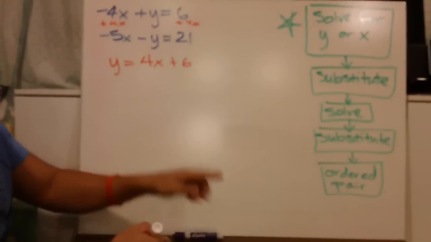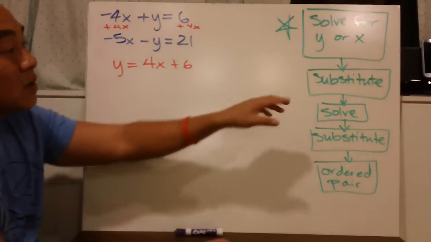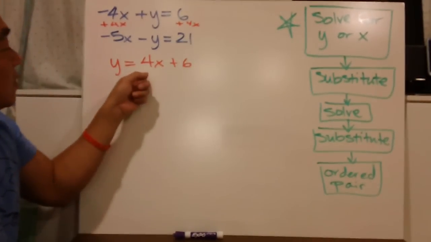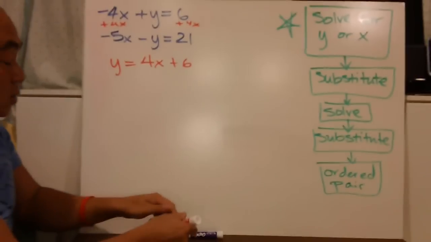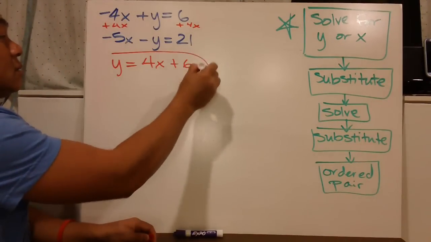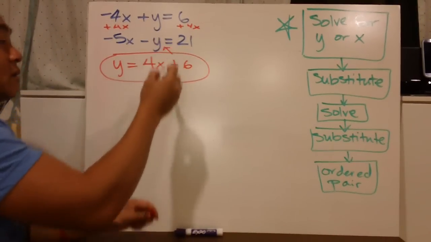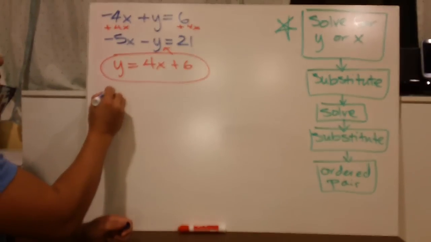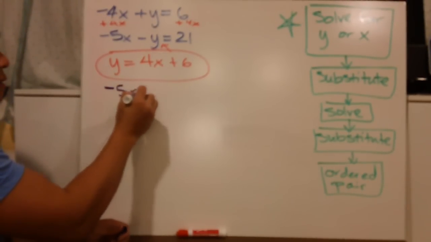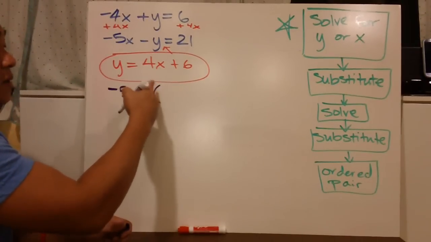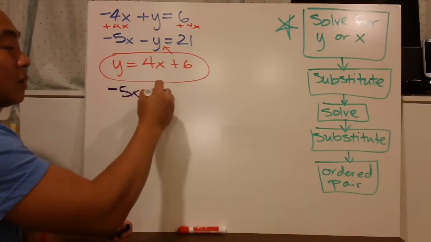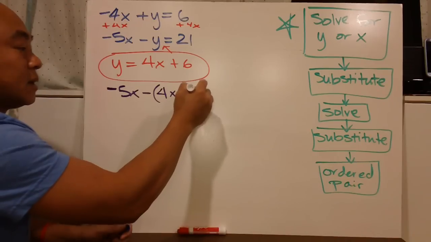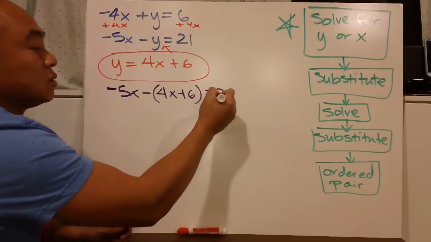I'm just going to do the same exact thing that I did on the board right before this. I'm going to solve for y and x. I'm going to substitute this particular thing into my y. So this right here, let me circle this, is going to go into there. Alright, so let's rewrite that. Just this part right here, which is negative 5x minus, and in parentheses, I'm going to place everything that was the y, which is 4x plus 6, is equal to 21.